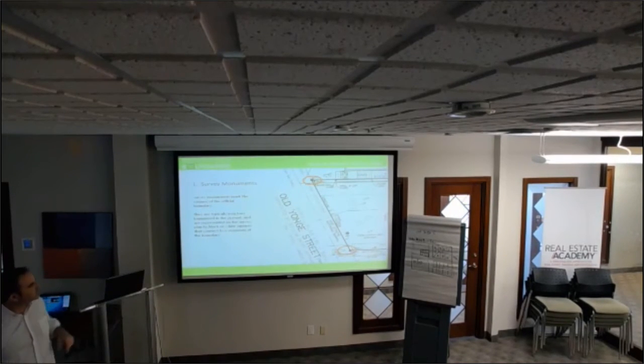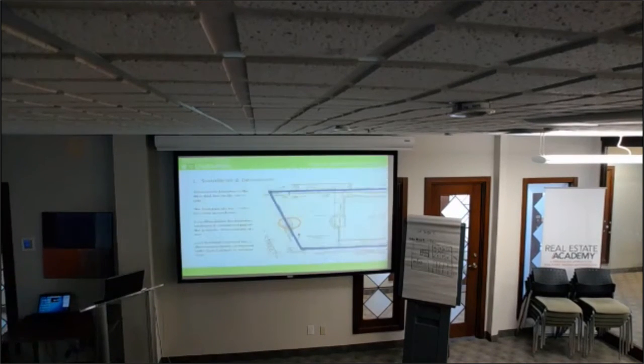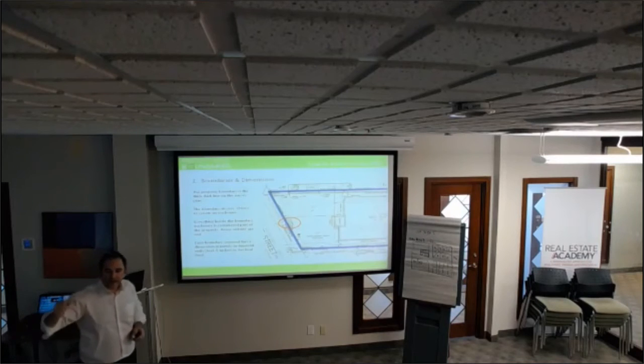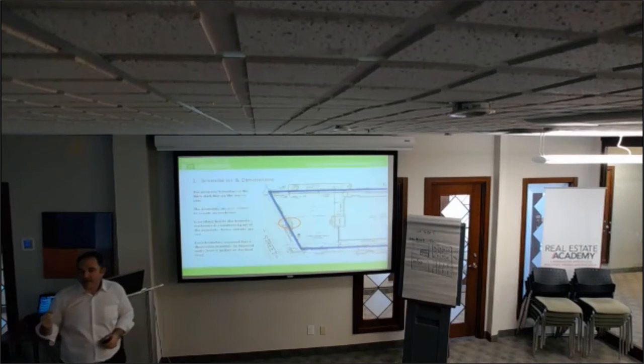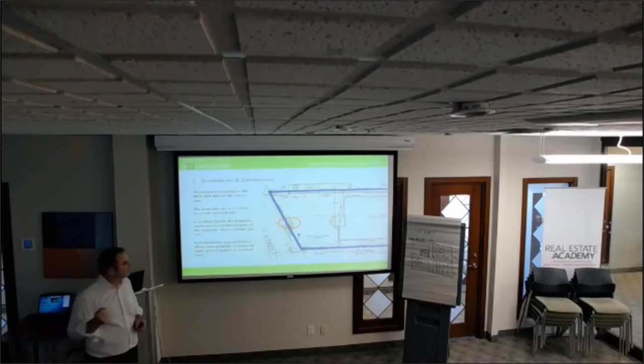But monuments are first. The second thing you're going to do is the boundaries and the dimensions. You're going to trace, you're going to find the thick dark line. You're going to get a highlighter and you're going to go all the way around. The boundary has to close.